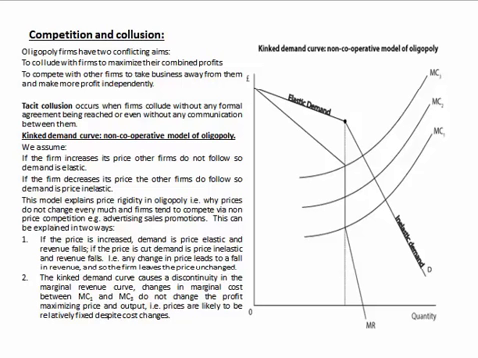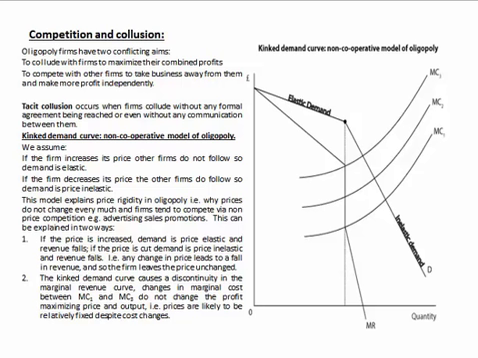The model explains the rigidity in an oligopoly: why prices do not change much and firms tend to compete via non-price competition, advertising and sales promotions, for example. This can be explained in two ways. If the price is increased, demand is price elastic and revenue falls. If the price is cut, demand is inelastic and revenue falls. Any change in price leads to a fall in revenue, and so the firm leaves prices unchanged.